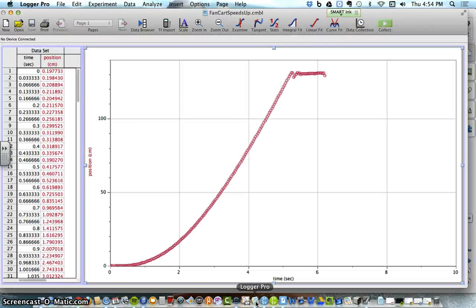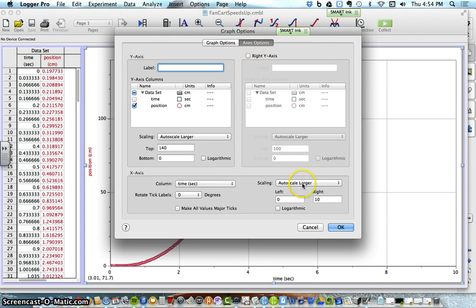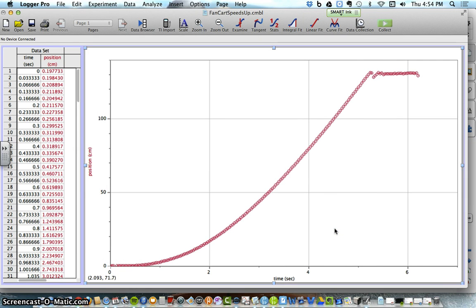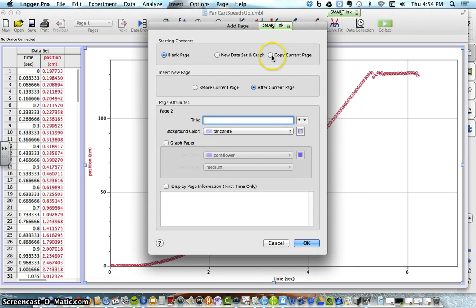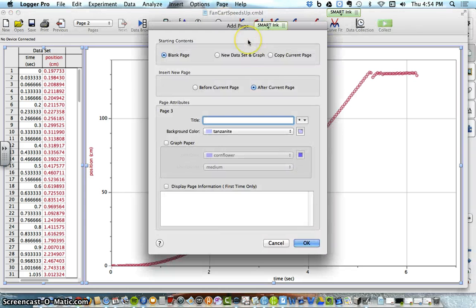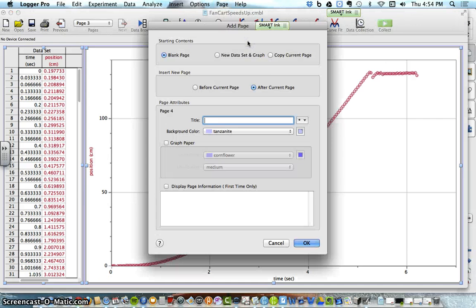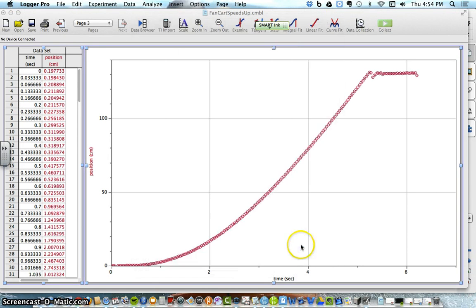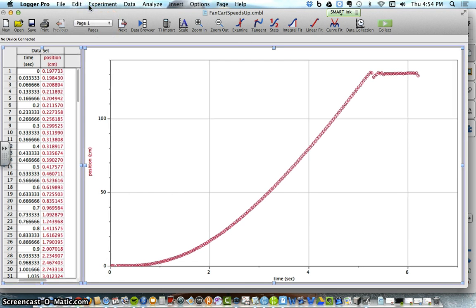So the original data looked like this, and we have this beautiful curve. I can auto-scale my graph to make it look a little better. And then I can add some pages. Page, add page, copy current page, hit OK. Page, add page, copy current page, say OK. Page, add page, copy current page, and say OK. All right, so I'll go back to our original data, page 1.